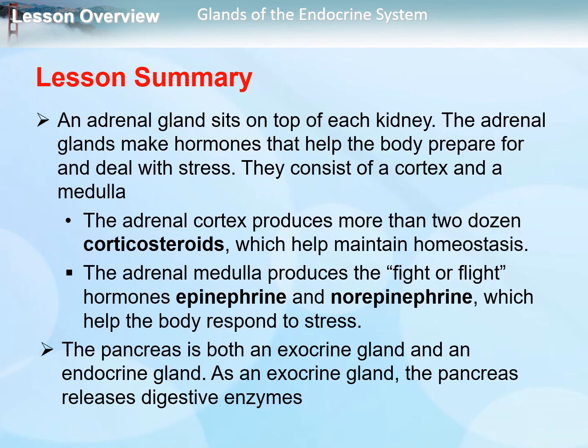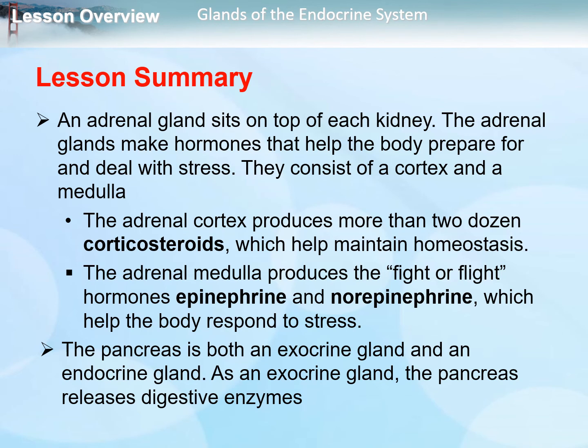The adrenal glands sit on top of each kidney. The adrenal glands make hormones that help the body prepare for and deal with stress. They consist of a cortex and a medulla. The adrenal cortex produces more than two dozen corticosteroids, which help maintain homeostasis. The adrenal medulla produces the fight or flight hormones epinephrine and norepinephrine, which help the body respond to stress.